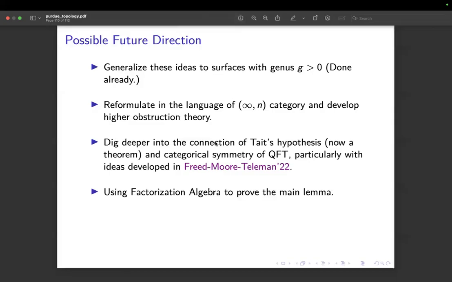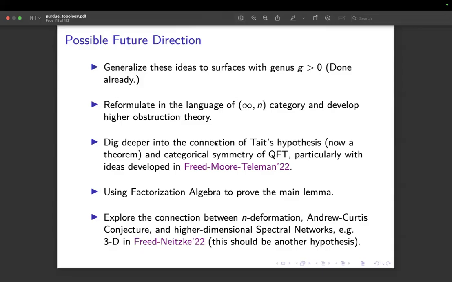And then the main lemma which I used, but the main idea was to use the factorization algebra, because I'm talking about that C picture that we showed, and prove that those categories are equivalent. So that's what I'm working on these days. And then explore the connection between N deformations. There's another hypothesis, that when we work with other groups and we need higher N, this is a hypothesis because we don't know how the spectral network looks in higher dimension. So that would tell us more about the Andrews-Curtis conjecture, if we can talk about N deformations in this language.